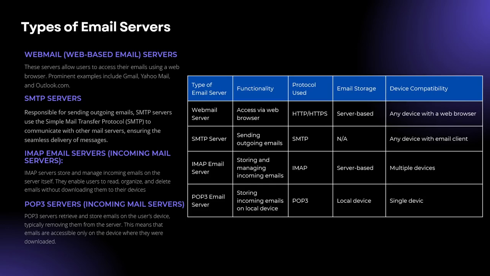And on the other hand, POP3 email servers are another type of incoming mail server. These servers retrieve emails and store them on the client device rather than on the email server, typically removing them from the server. So when you read that email from the client, that email message won't be available on the server. It will be stored locally on the mail client inside the user's PC. This means that emails are accessible only on the device where they were downloaded.